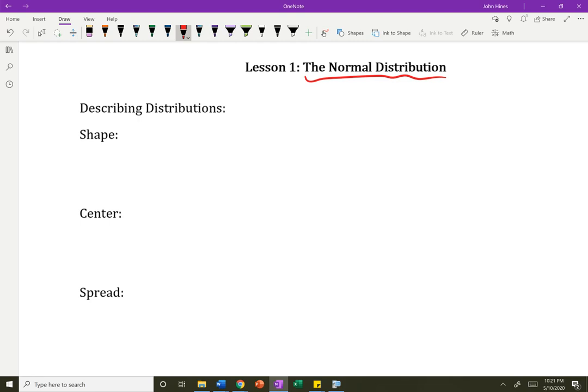Before we start talking about the normal curve, let's just talk about distributions in general. When I talk about a distribution of data, a histogram of data, or a dot plot of data, there's a couple things I can describe about it. I can describe the shape, and there's three variations of shape. My data could look something like this, where there's a lot of low values, and then there's a very few high values. So this shape here is called skewed right.